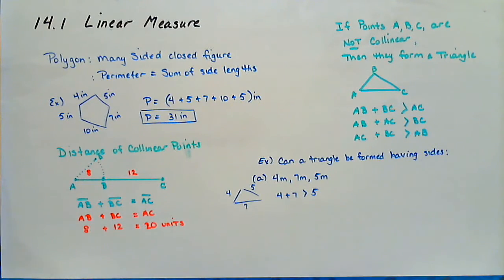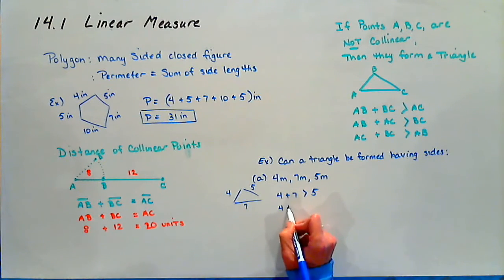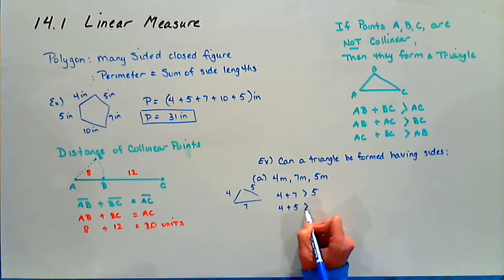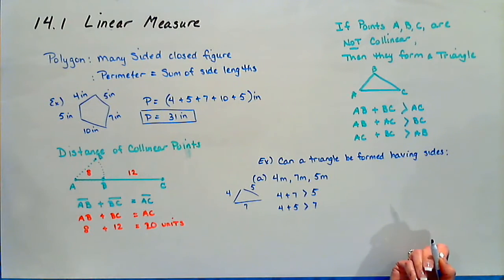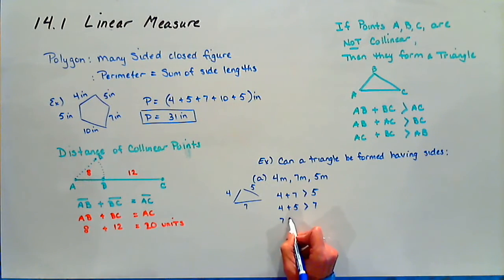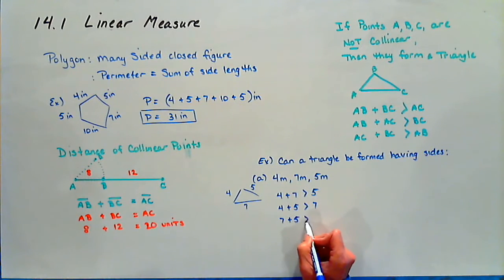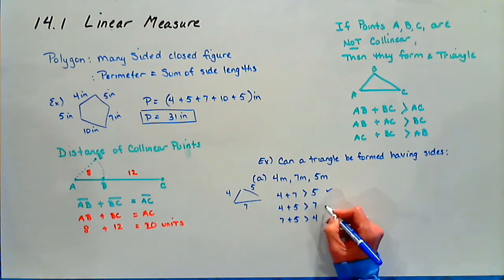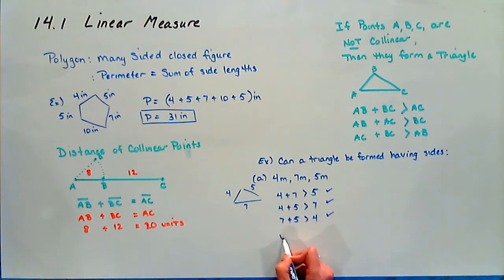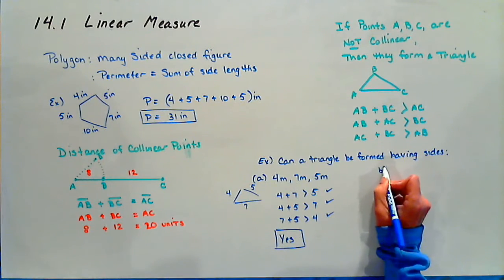Well, the answer is yes. 11 is greater than 5. Is 4 plus 5 greater than the other side of 7? Yes. 9 is greater than 7. And lastly, is 7 plus 5 greater than the other side of being 4? And the answer is yes. So since all three scenarios work, this could be the side length of a triangle. So let's try it again.